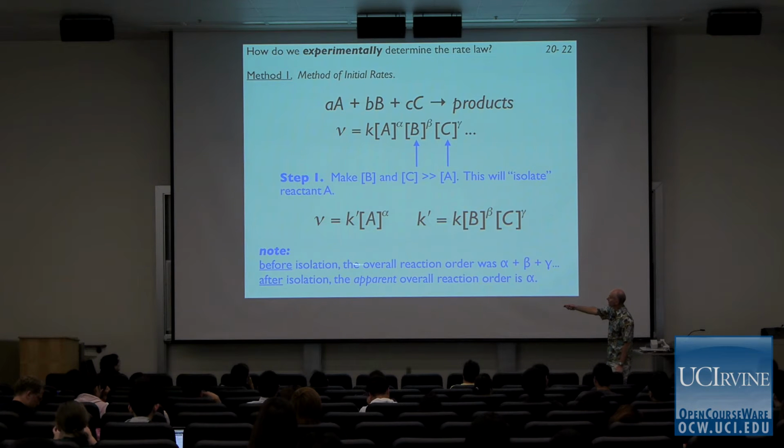So note, before isolation, the overall reaction order was alpha plus beta plus gamma. But after isolation, the apparent overall reaction order is now just alpha. Here it's just alpha. Here it's alpha plus beta plus gamma. Am I beating this to death?